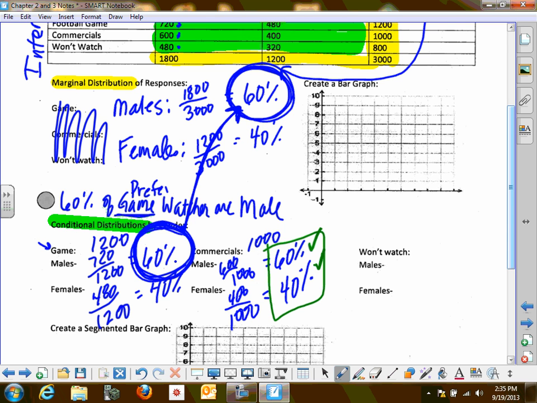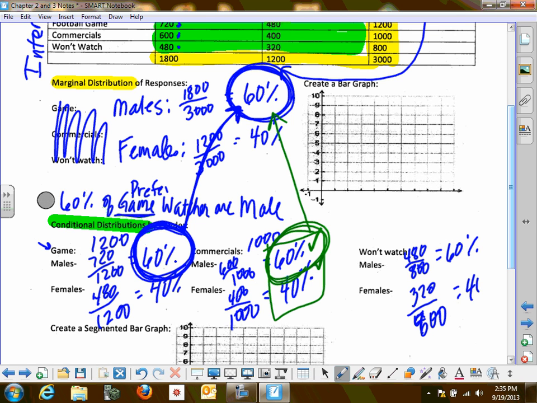It's the same as the proportion in my sample. 60% watched for the commercials, and 60% are overall in the sample. If those coincide, then gender is not affecting the interest. And this last one, tell me what that was going to be. 480 out of 800, good, is 60%, and then the 320 out of 800 is 40%.